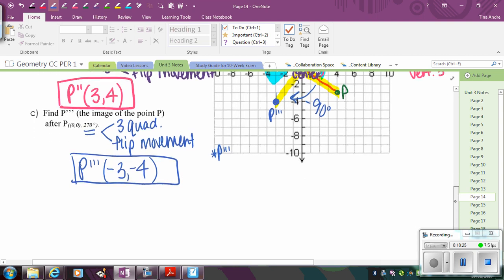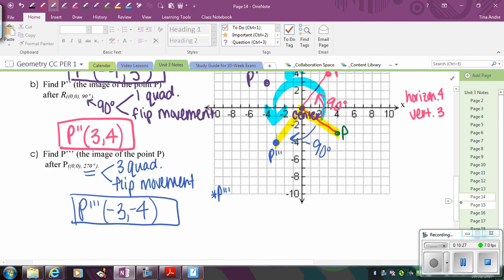So go ahead and try to check your understanding. We're going to do more practice with this tomorrow because it is a little bit more tricky. We're going to also look at when the center is not at 0, 0, how does that change things up? So try to check your understanding, and then tomorrow we're going to actually do a lot more practice together with this.